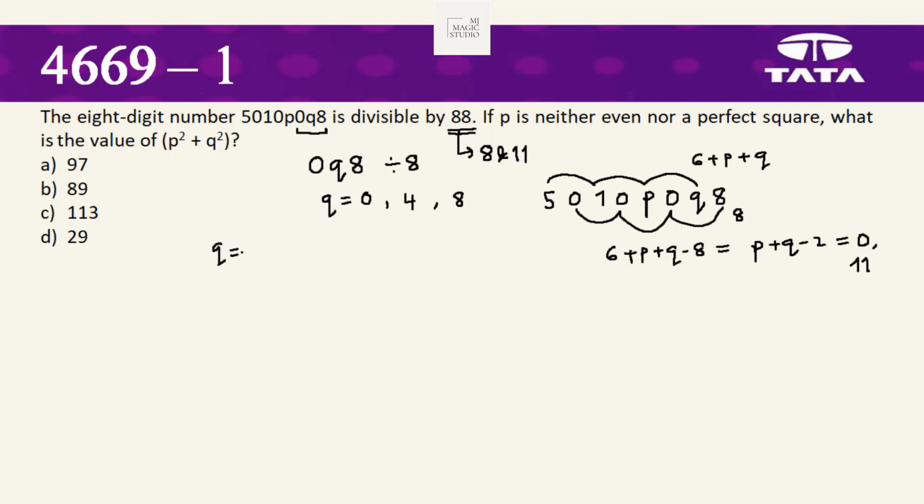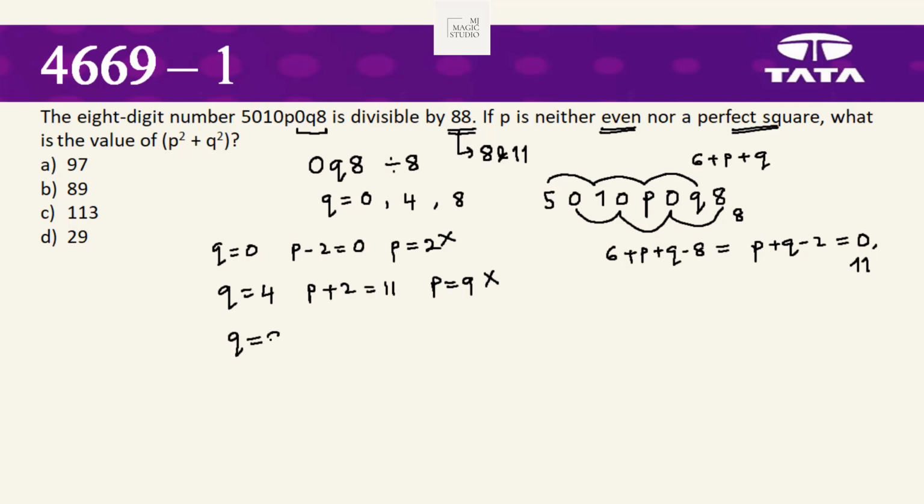Either this should be equal to 0 or a multiple of 11. Now, if we take Q equals 0, then P minus 2 is equal to 0. That means P is equal to 2. Is that possible? No, it is not, because P is not even. That means Q is not equal to 0. Now, if we take Q equals 4, then P plus 4 minus 2 will become P plus 2. Now, this cannot be equal to 0. So if I equate this to 11, then P will become 9, which is also not possible because P is not a perfect square and 9 is a perfect square number.